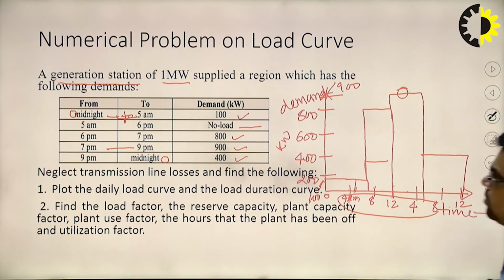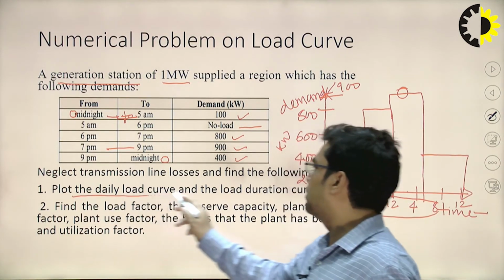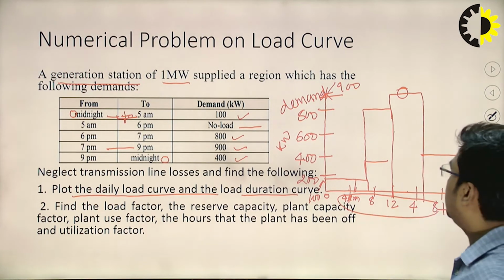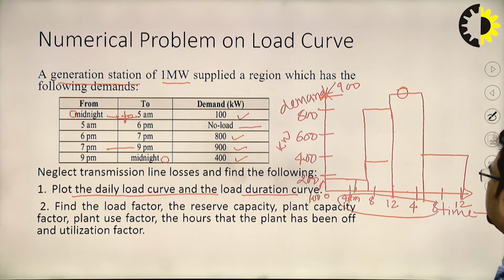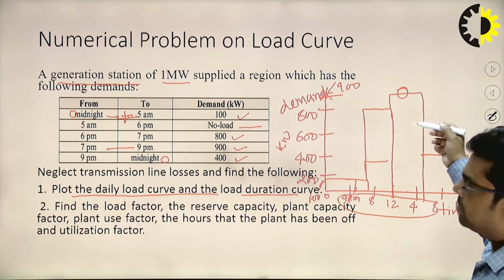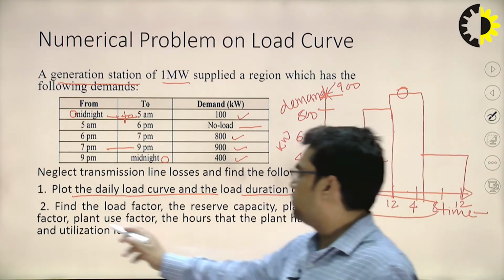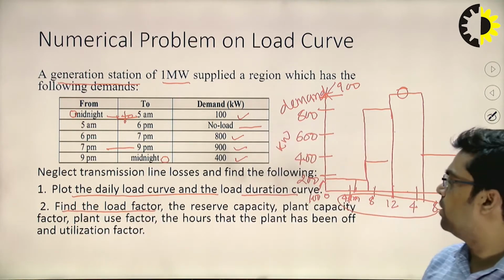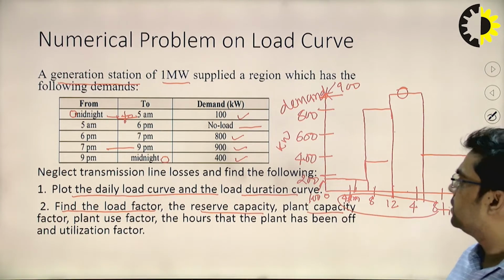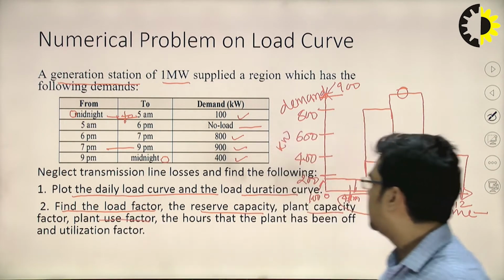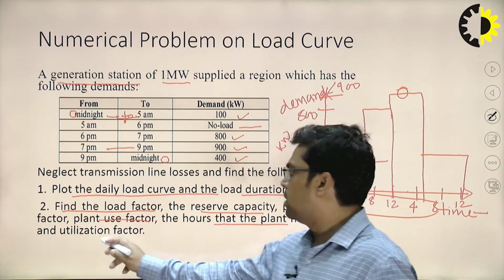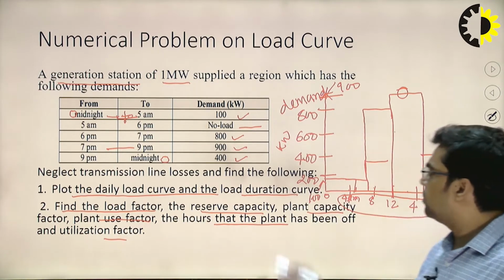From this data we first have to plot the daily load curve and the load duration curve. The load duration curve is plotted for the highest demand, next demand, up to the next demand. Next we have to calculate the load factor. How to calculate the load factor? Next we have to calculate the reserve capacity, plant capacity, plant use factor, the hours that the plant has been off, and the utilization factor. These factors I have to calculate from this data.